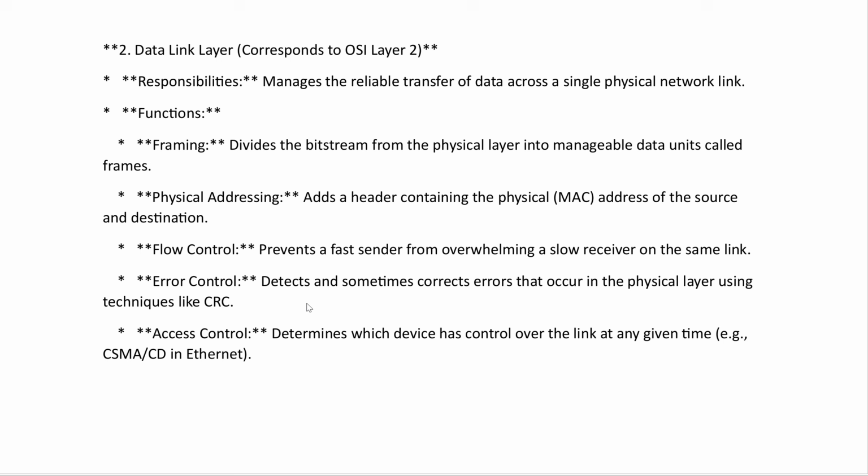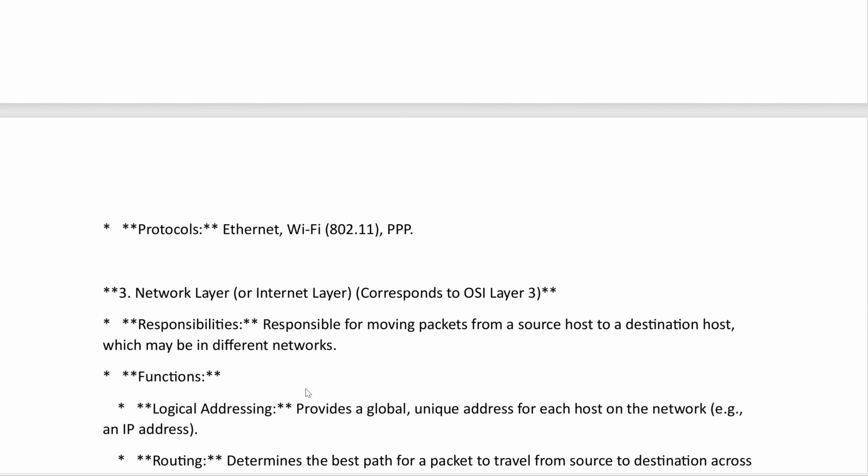The fourth function provided by the data link layer is the error control, meaning detecting and sometimes correcting errors that occur in the physical layer using techniques like cyclic redundancy check, abbreviated as CRC. Fifth function performed by data link layer is the access control, that is determining which device has control over the link at any given time. That is, for example, CSMA/CD, carrier sense multiple access with collision detection in Ethernet. Protocols supported for data link layer are Ethernet, Wi-Fi. Wi-Fi is nothing but 802.11 standard, PPP, point-to-point protocol.